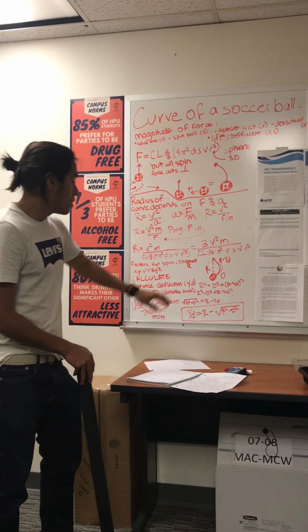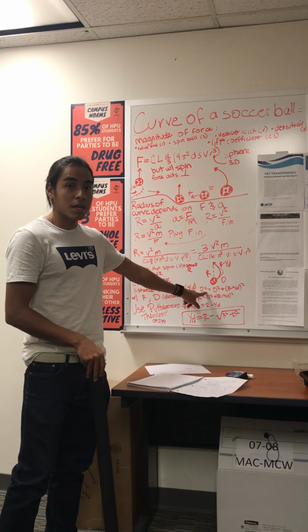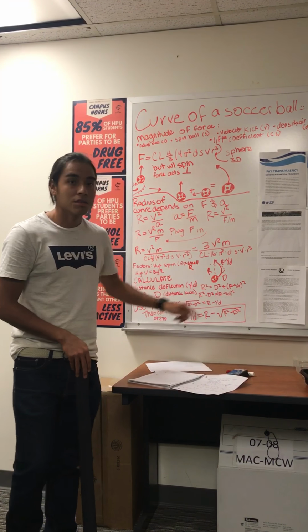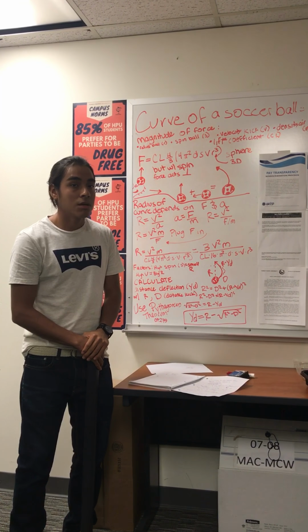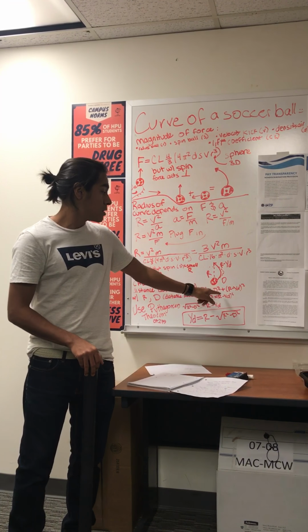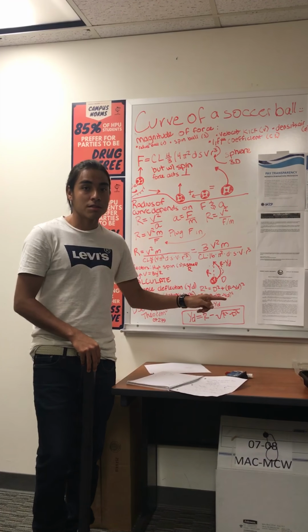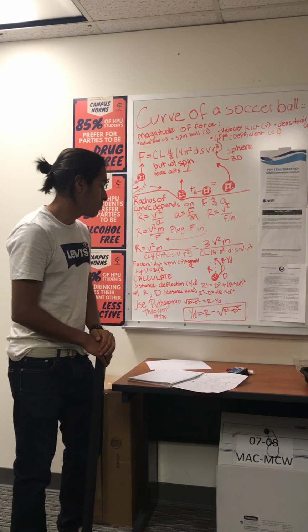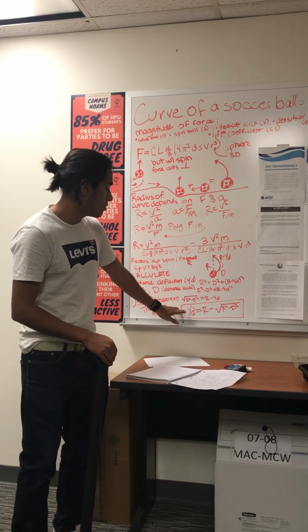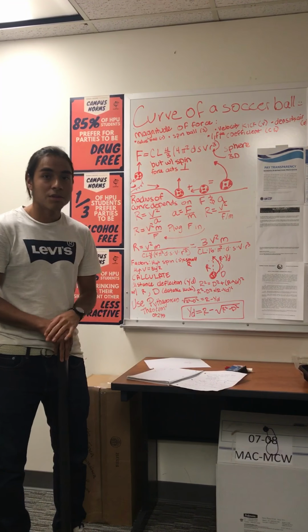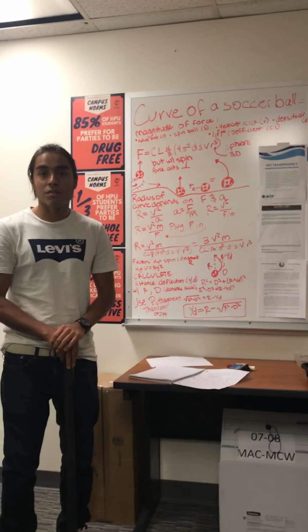And so when you do the Pythagorean theorem, you get r squared is equal to the distance of the kick squared plus (r minus yd) squared. And then when you do a little bit of algebra, you find the distance of the deflection of the curve.